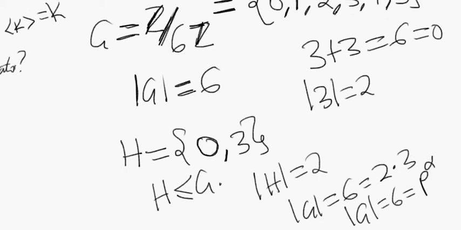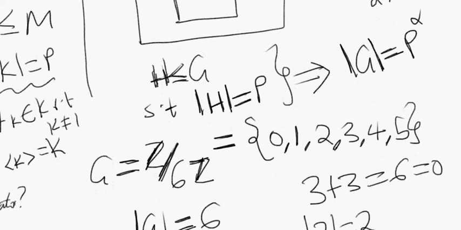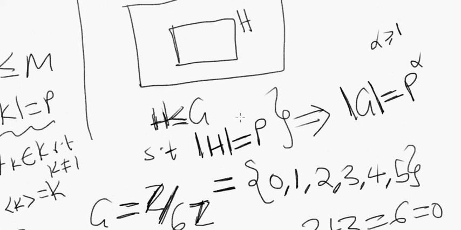So if we found an example of a group G whose subgroup H is of prime order, but the order of G is not a prime power, how can it be true that just because you have a subgroup of order p, you must also have that the group itself has order p to the alpha? So can this statement be true?